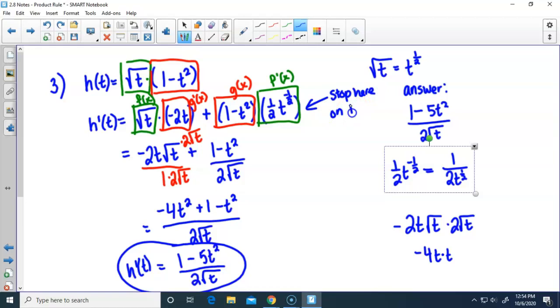On a free response question, you do not have to simplify. But a lot of times you'll see these problems on multiple choice questions, and they won't have this as an answer choice. It'll probably look something more like what you see here. So you'll need to be able to do that.